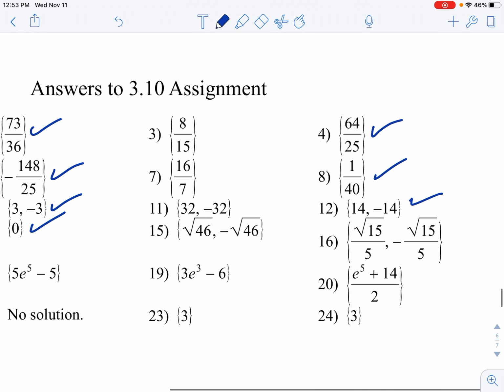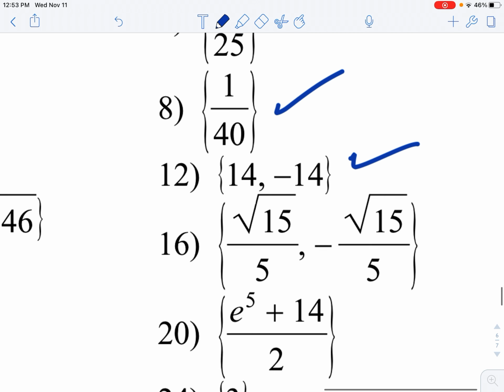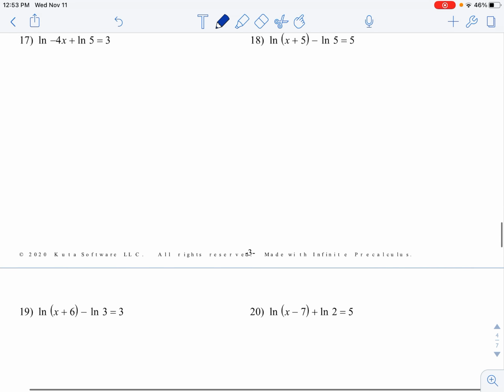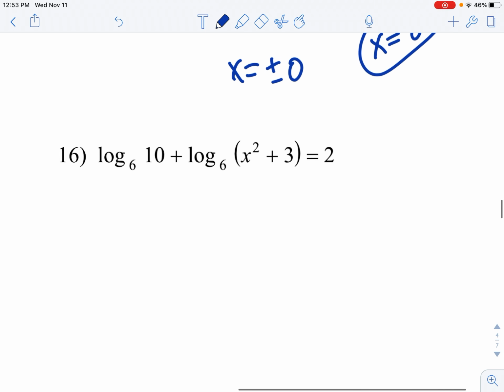I'm just going to peek ahead at number 16. Look at that. Doesn't that look wonderful? All right, let's do 16.